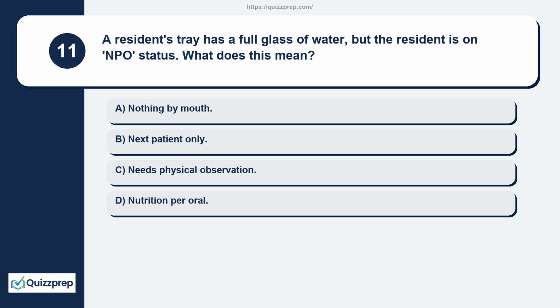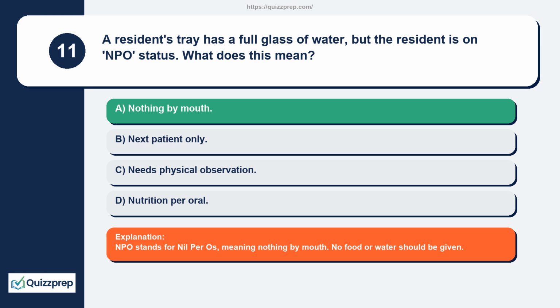Question 11. A resident's tray has a full glass of water, but the resident is on NPO status. What does this mean? Nothing by mouth. Next patient only. Needs physical observation. Nutrition per oral. NPO stands for nil per os, meaning nothing by mouth. No food or water should be given.